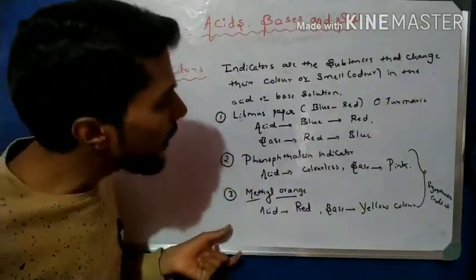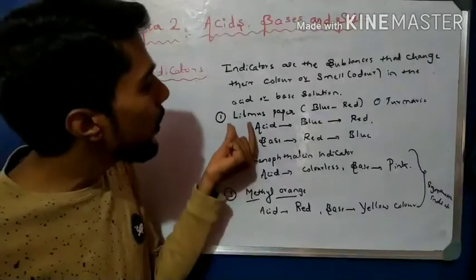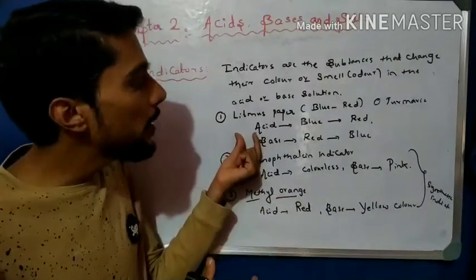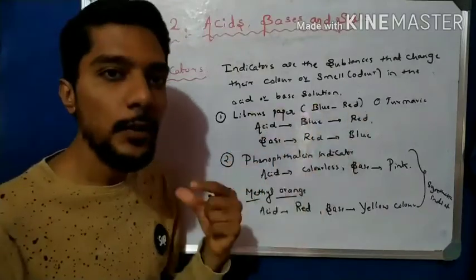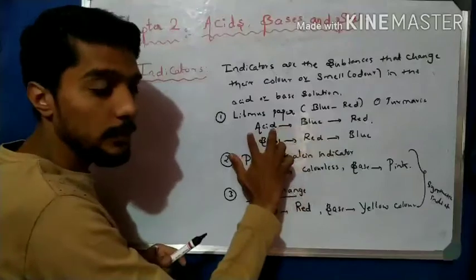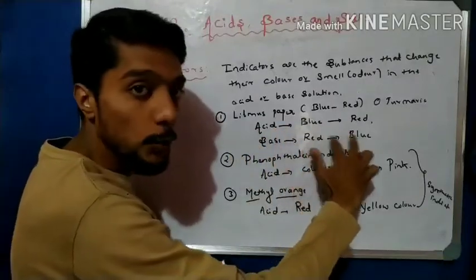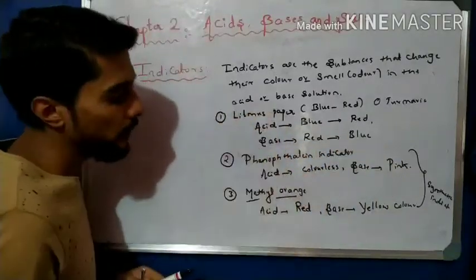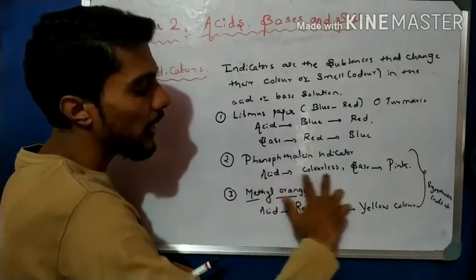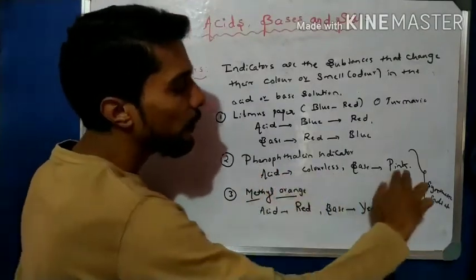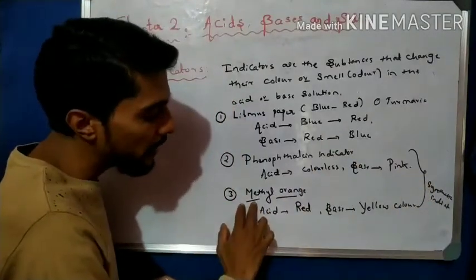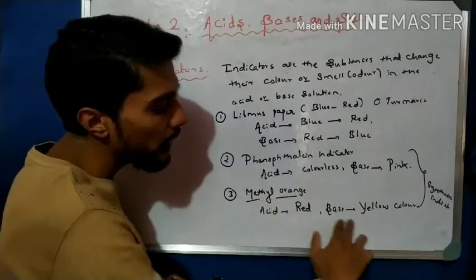So these are indicators which are used to classify acids and bases by the principle of changing color. Again, if blue litmus turns red, it is acid. If red litmus paper turns blue, it is base. Phenolphthalein added to acid gives a colorless solution; if a pink solution is formed, it is base. Methyl orange in acid is red and in base is yellow.